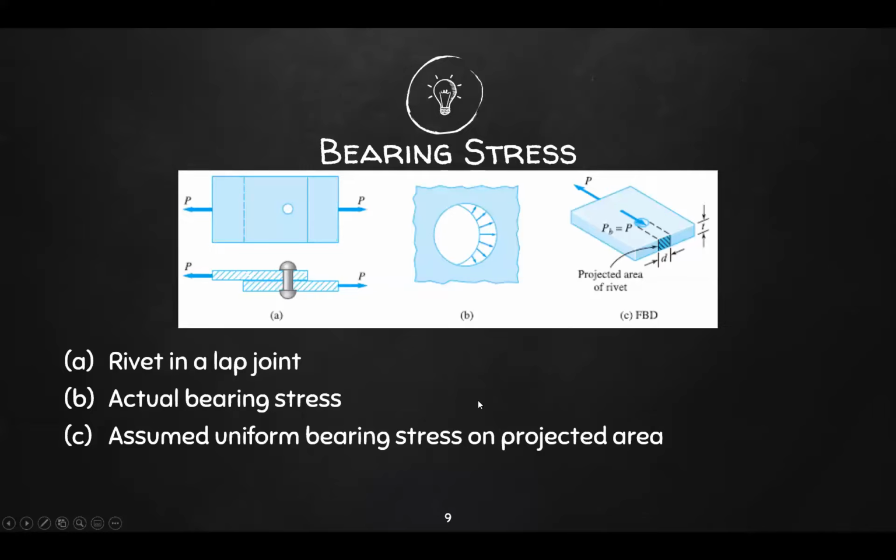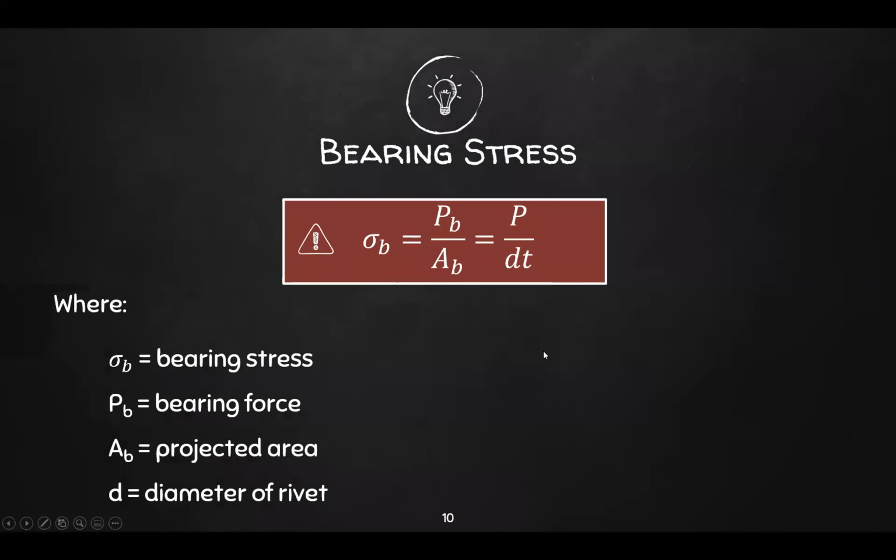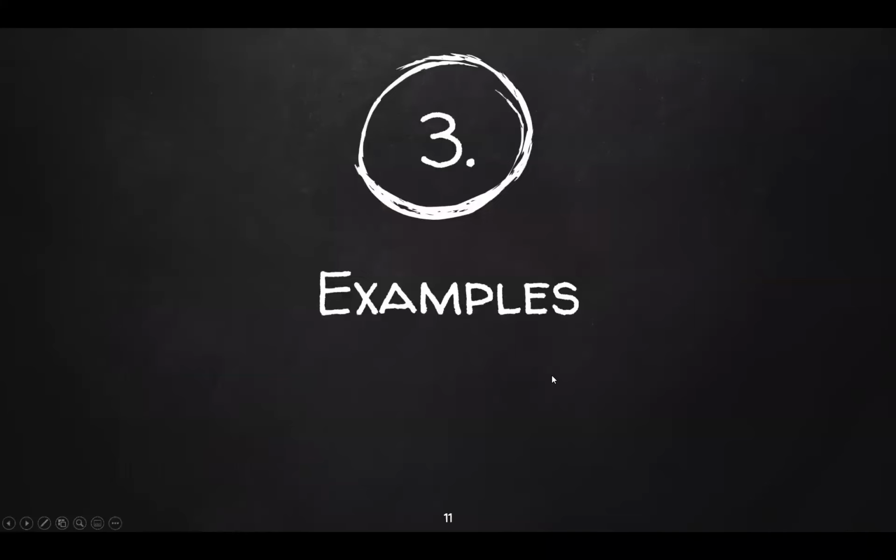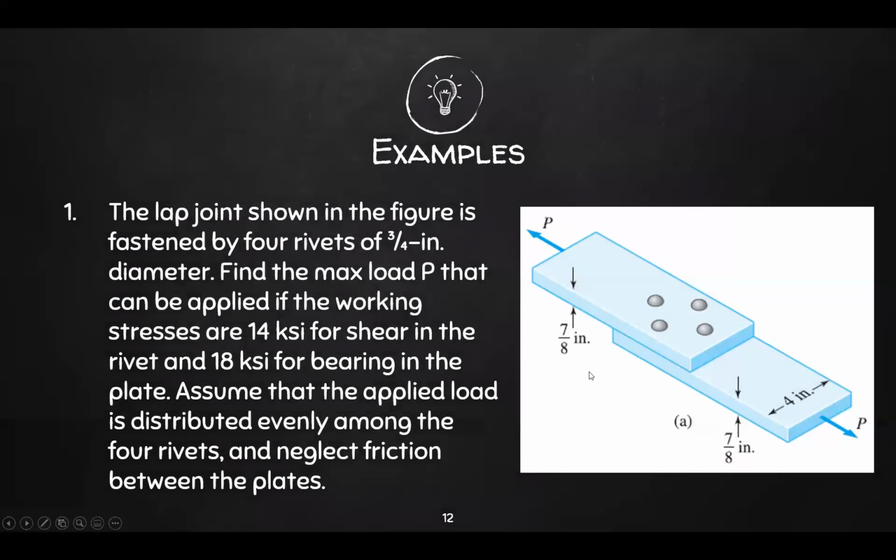In conclusion, the equation for bearing stress is sigma sub b, for bearing, equals P_b over A_b, where P_b is the bearing force, A_b is the projected area, and we already know the projected area is just dt. Then you'll be able to solve for P_b using equilibrium equations and the free body diagram. So that's it for the concept. Now let's move on to examples.